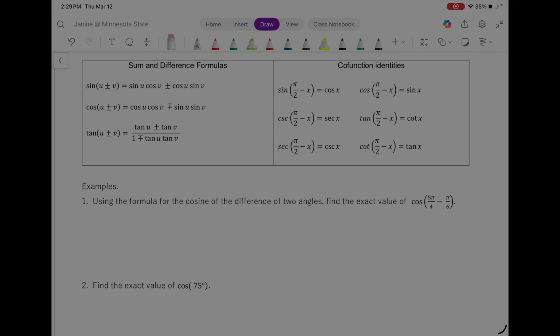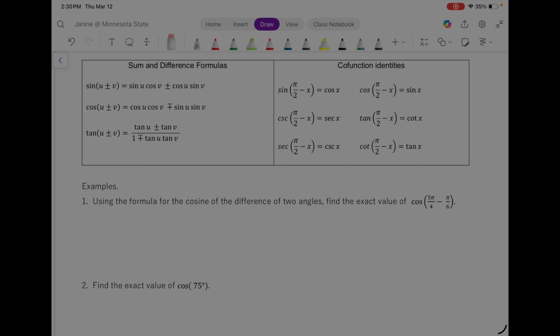Here we're going to look at the sum and difference identities and the cofunction identities. First things first, sometimes we don't know about certain angles, but we could compose them a different way, and we do know things about it. I'm going to jump down to example 2 first, and then we'll come back up to example 1.